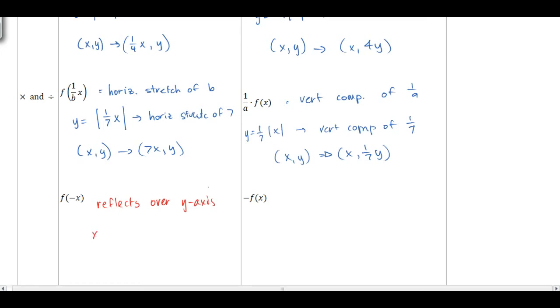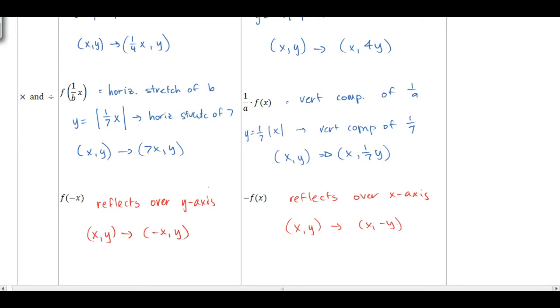And so every point that you had, all you would have to do is put a negative on the x. And if they put the negative out front, that reflects it over the x-axis. And all you have to do there is change the sign on the y values. And there's your breakdown of these things.